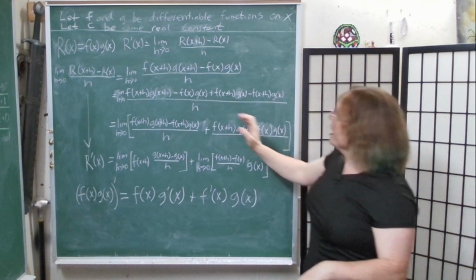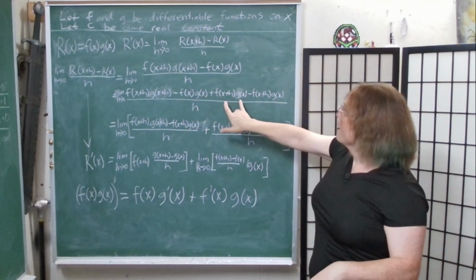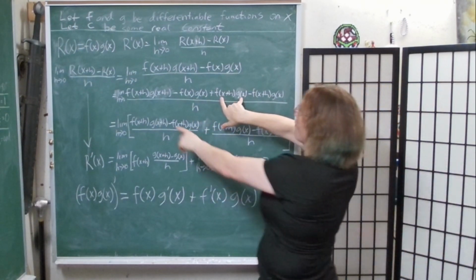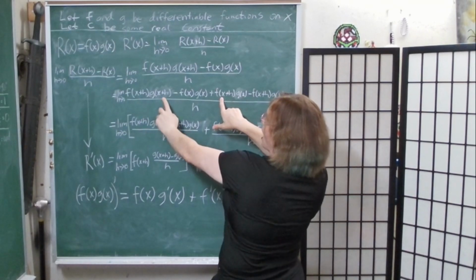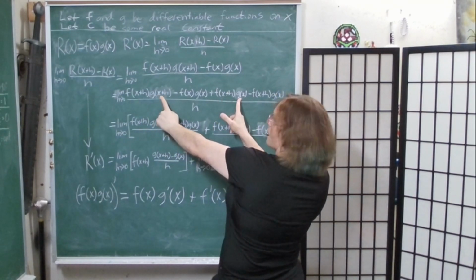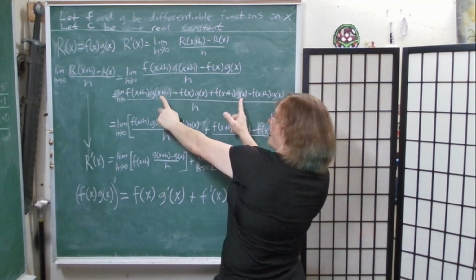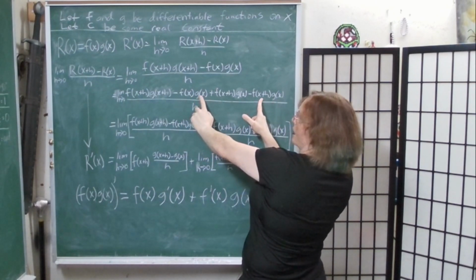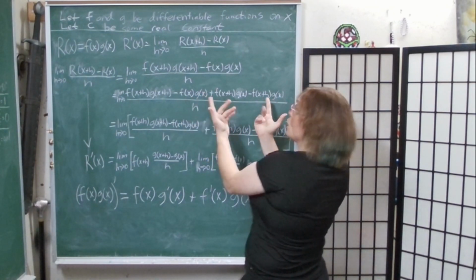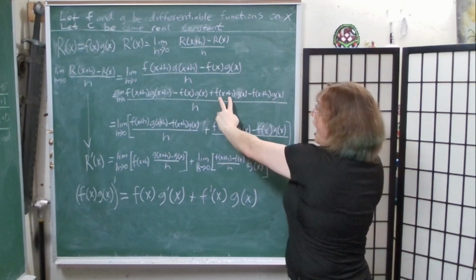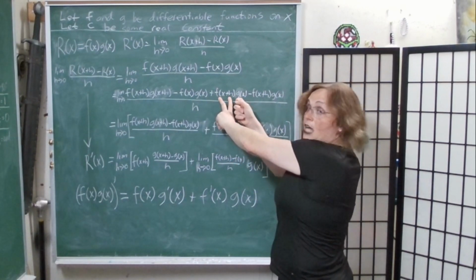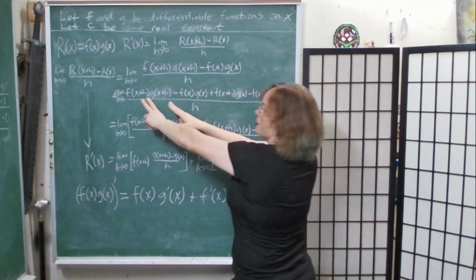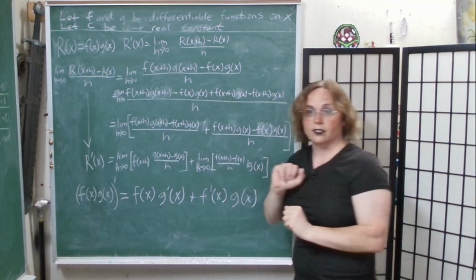So we introduce a new term that is something where if I can factor out an f of x, I've got a g of x and a g of x plus h. And then if I factor out a g of x, I've got an f of x plus h and an f of x. So the term I introduce is f of x plus h times g of x. That deals with this term and deals with this term.